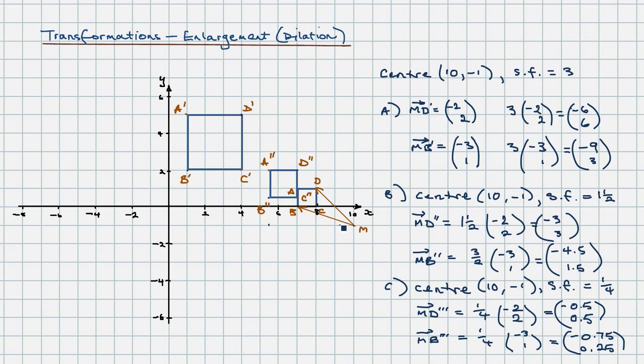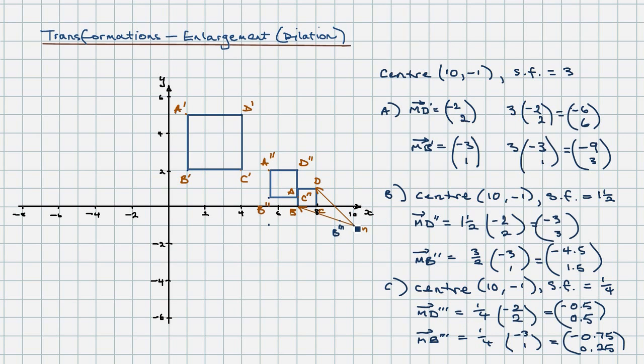And we go up just a quarter. So we go up to here. And that makes sense for B prime prime. That's B prime prime prime. Now let's look at D prime prime prime.